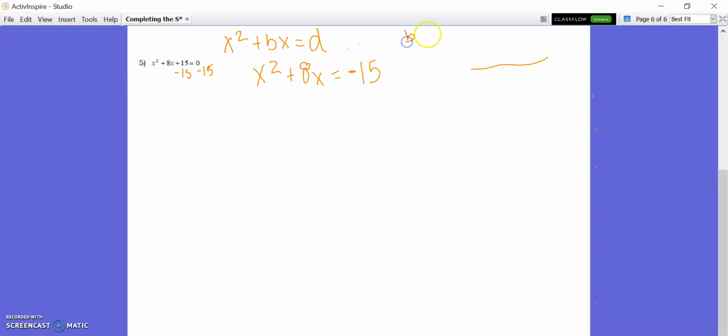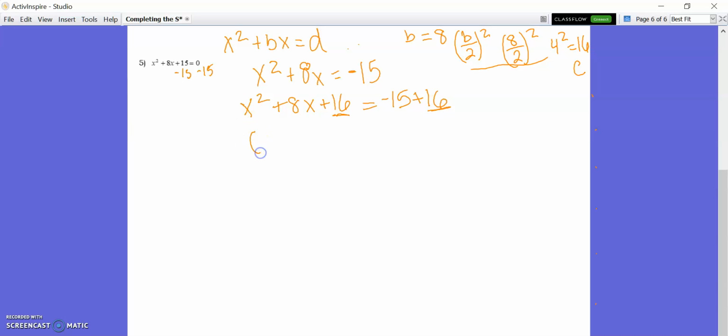Identify your b, which in this case is 8. Take your b, cut it in half, and square it. So 8 cut in half, and then squared is going to be 4 squared, which is 16. So we're going to take our equation and insert that. That 16 is c. We're going to insert it here on the left side, but also on the right side. When I took b and cut it in half, the value was 4. So I have x plus 4, and on the other side, I've got 1.